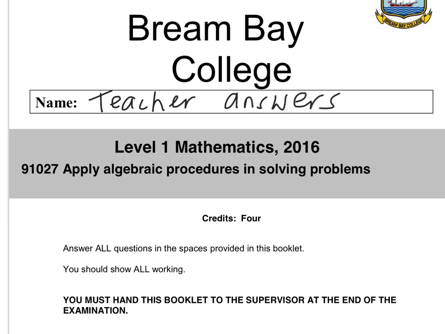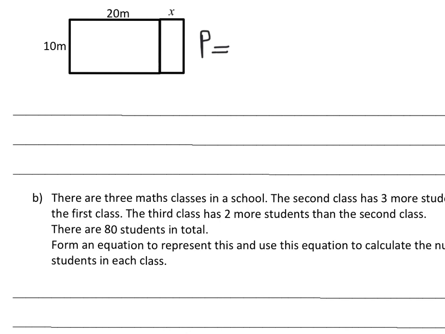Hello, so this is the teacher answers for our mid-year algebra exam, question 2. The first part: a rectangle is 20 by 10 meters, and you're asked for the equation for the perimeter. So perimeter, how far around the outside of the rectangle.